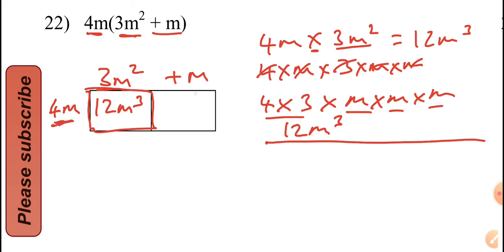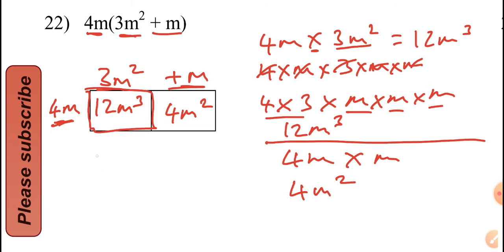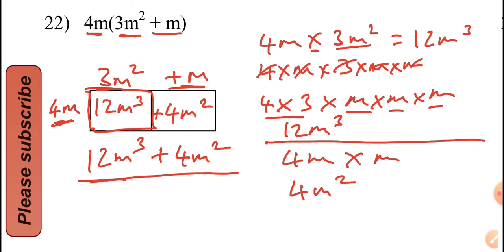And then we have to do 4m times plus m. So 4m times plus m, which is just m. So that would just be 4m square. So write 4m square here. So the final answer is going to be 12m cube plus, it's positive here, plus 4m square. So this is the final answer. Remember that 12m cube and 4m square are not the same terms, because one of them has m cube, the other one has m square. So the final answer is just 12m cube plus 4m square.